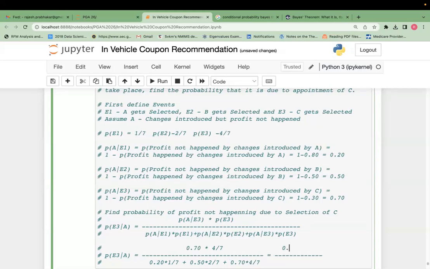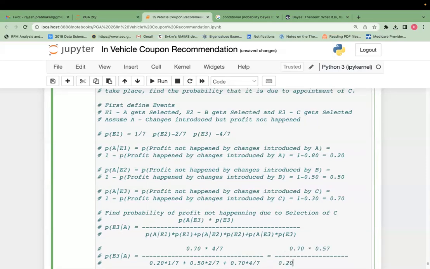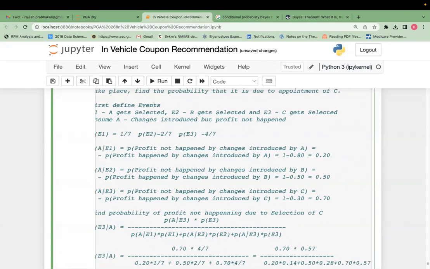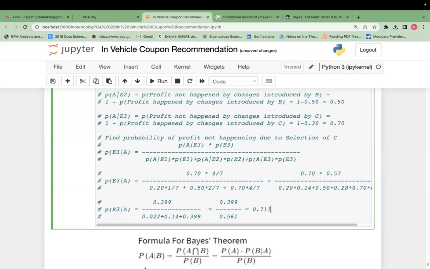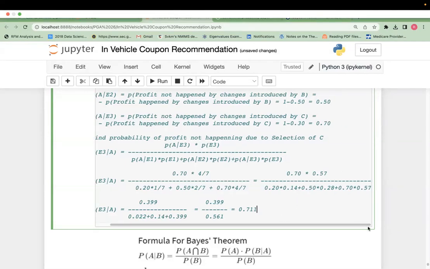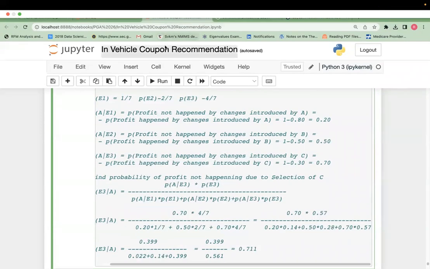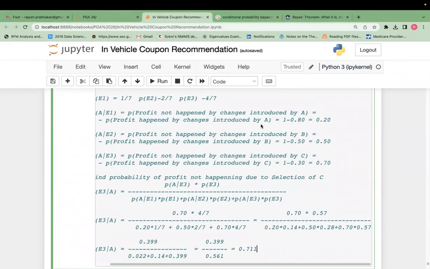So 0.20 into 0.14, 0.50 into 0.28, 0.70 into 0.571 or 0.57. Yes, Sujit, you are right. So if C is selected and profit doesn't happen, the probability is 0.711. Yes, you can take B in place of A. So you don't need to do this minus, you can take directly 0.80, 0.50 and 0.30.